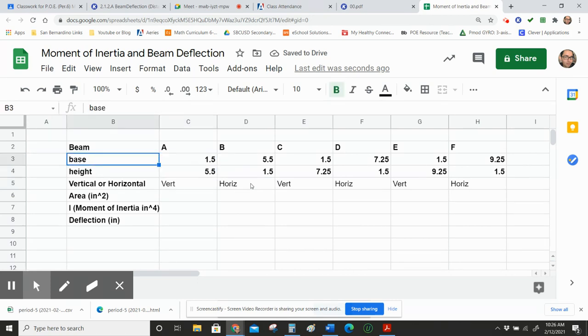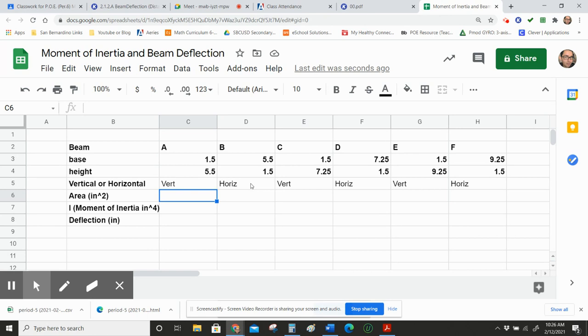So on the left-hand side, you'll see beam A, B, C, D, E, F, and then the base and the height for each one of those beams. Okay. Now, the three things we need to calculate are the area, moment of inertia, and beam deflection. They all have their own little formula, so make sure that you follow the formulas.